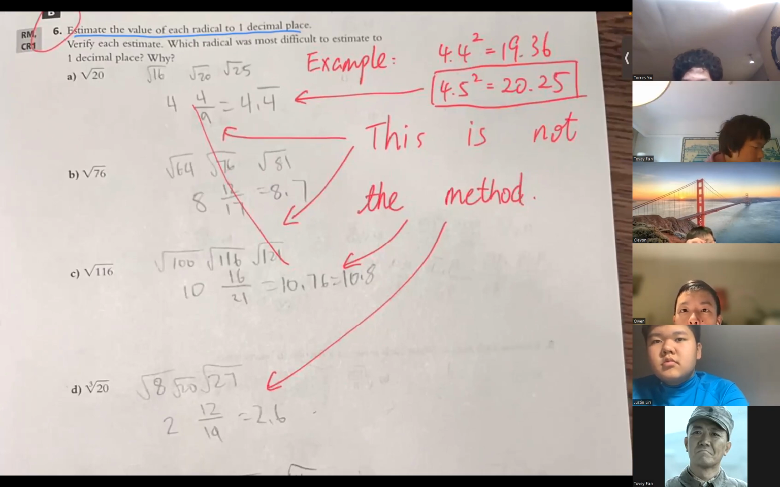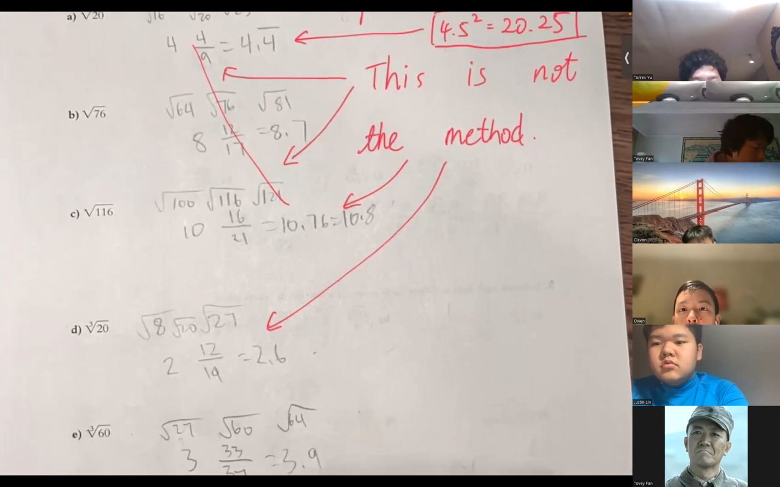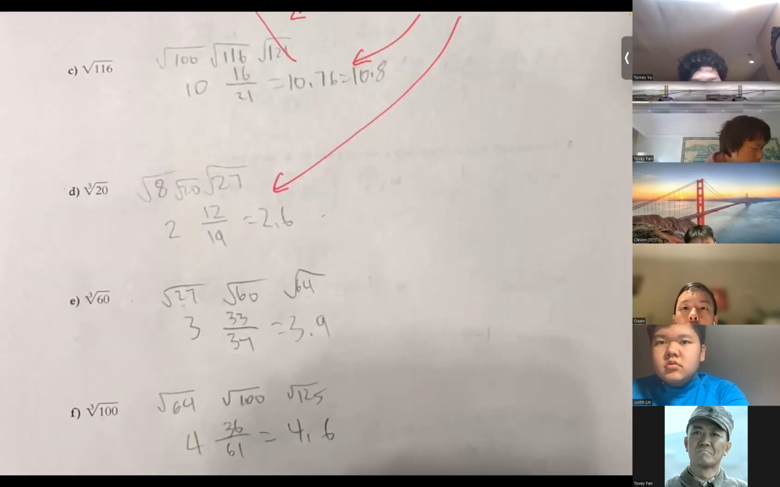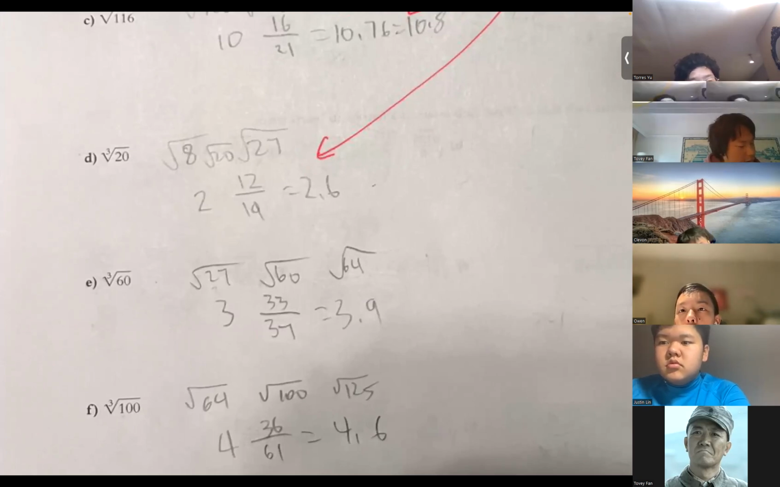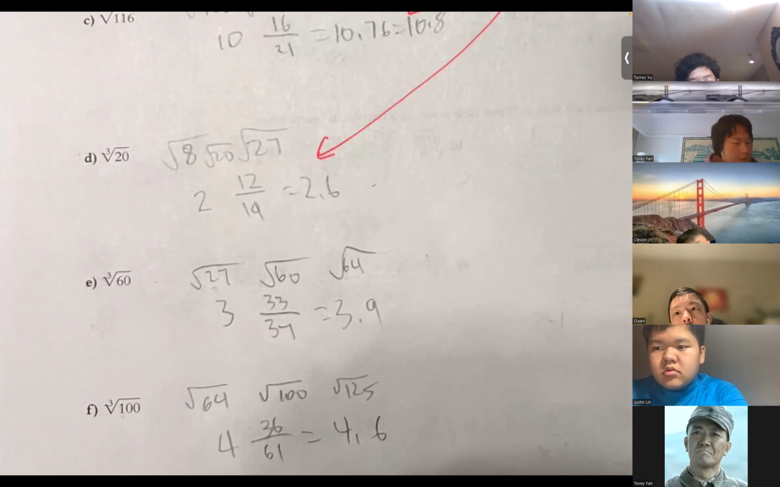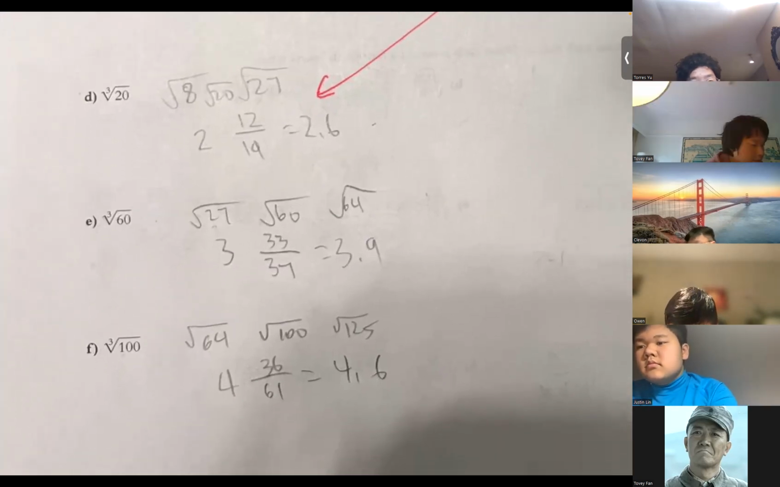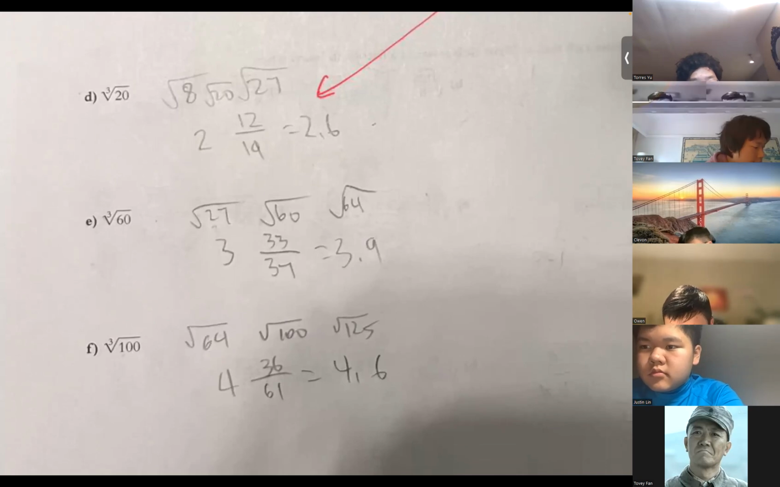What about, let me see the next one. Okay, so question C, C is actually correct, but sometimes it doesn't give you the right answer, like D is not. For D, if you use a calculator, it's actually 2.71-something, but you got 2.6, right? D using a calculator is 2.7, okay? What about E? E is 3.9, so it's actually correct. What about F?